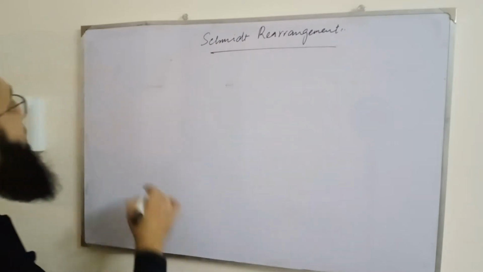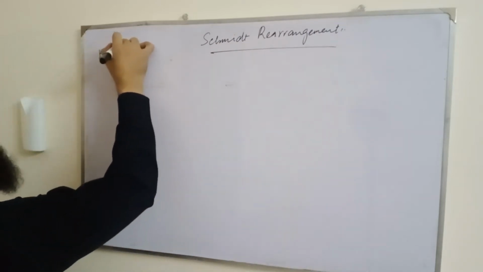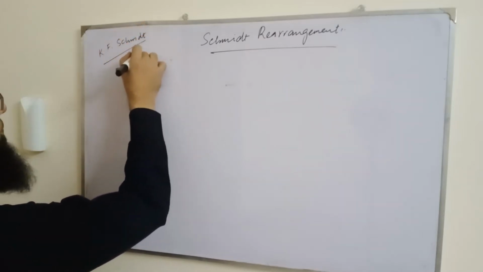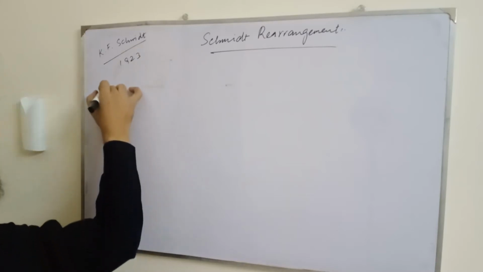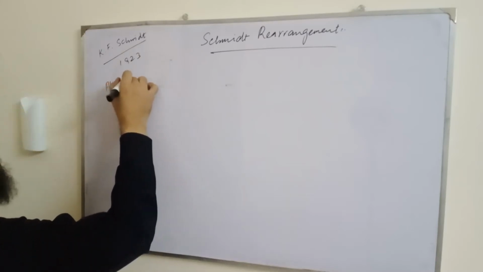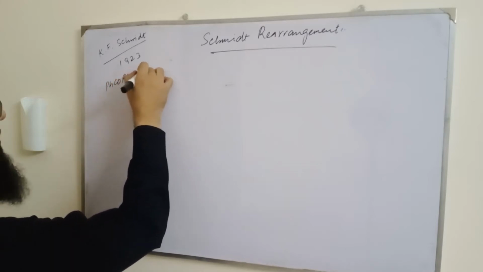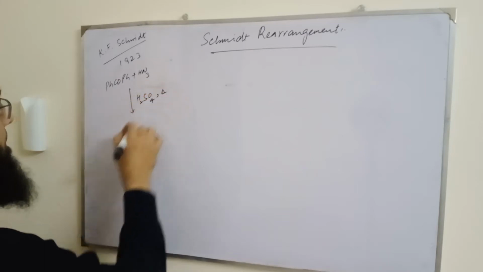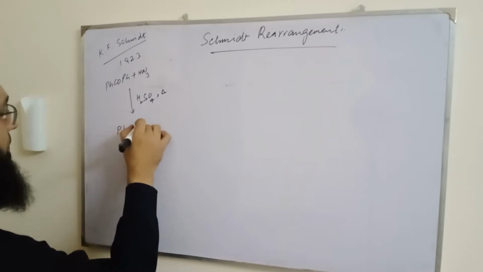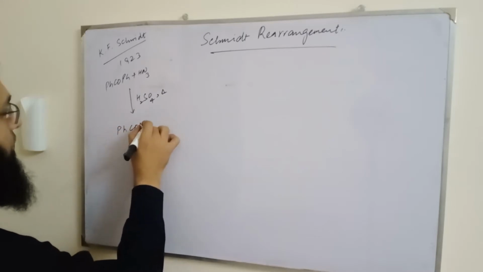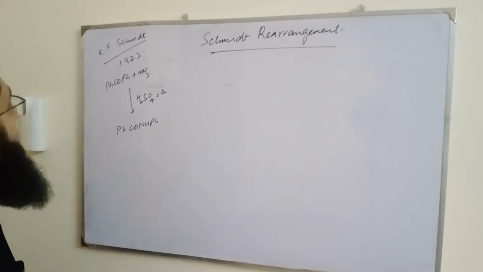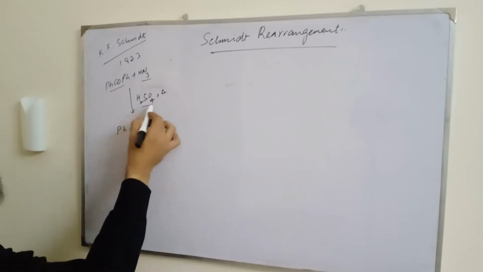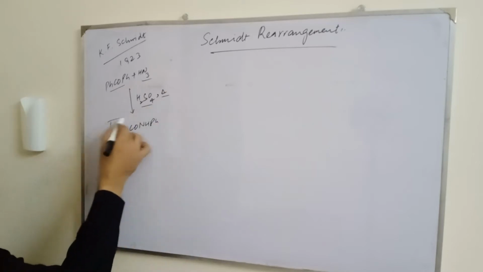Schmidt rearrangement was reported by K.F. Schmidt in 1923, and he reported the formation of benzanilide from benzophenone and hydrazoic acid in the presence of catalytic sulfuric acid under heating conditions. So benzophenone was reacted with hydrazoic acid in the presence of sulfuric acid under heat, and he got benzanilide.